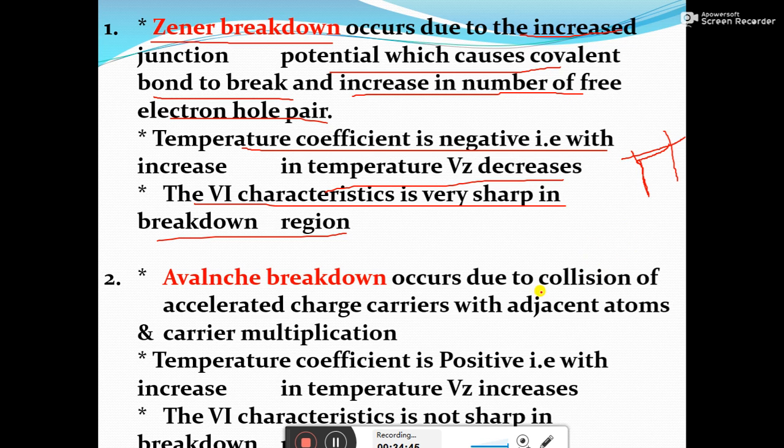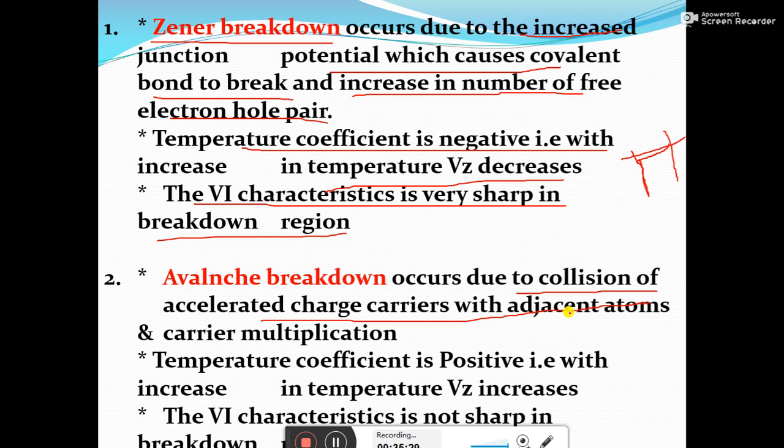Similarly, avalanche breakdown is due to the collision of accelerated charge carriers with adjacent atoms. As the reverse bias voltage is increased, the electrons gain kinetic energy. With more and more kinetic energy, the electrons try to hit another electron which is already involved in a covalent bond. Whenever the accelerated electron hits the electron in the covalent bond, the bond gets broken down, and an electron hole pair is created.